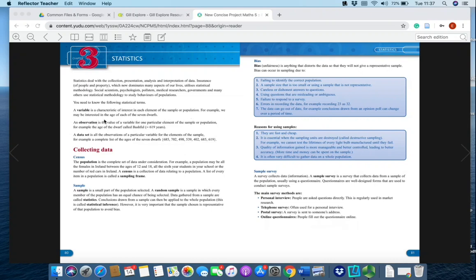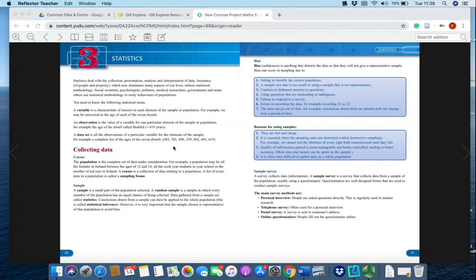In this case, we may be interested in the age of each of the 7 dwarfs. An observation then is the value of a variable for one particular element of the sample. So in other words, if you're doing an experiment, it would be what value you got. So it's an observation. A data set then is all of the observations of a particular variable. So it's a complete data set. So in this case, all of the ages of the 7 dwarfs.